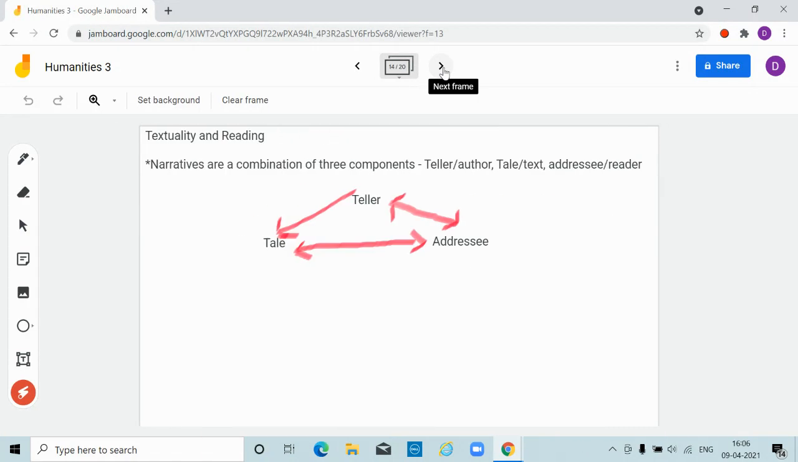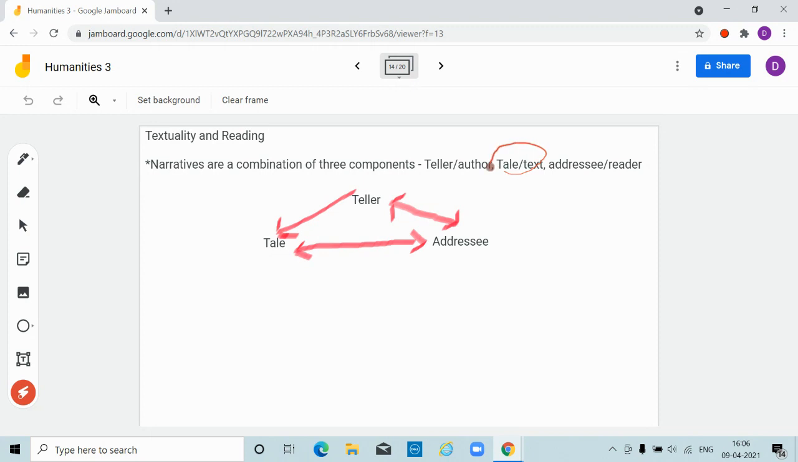Now, moving on, textuality and reading. Narrators basically are a combination of three components: teller or author, tale or text, addressee or reader. See, narration is done either by telling a tale or by writing a tale, right? Writing a story. So, the first component is the teller or author, the creator of the narrator.